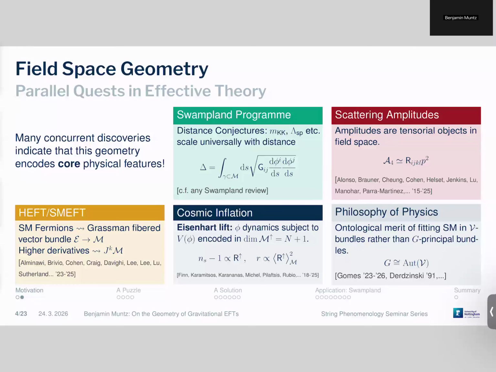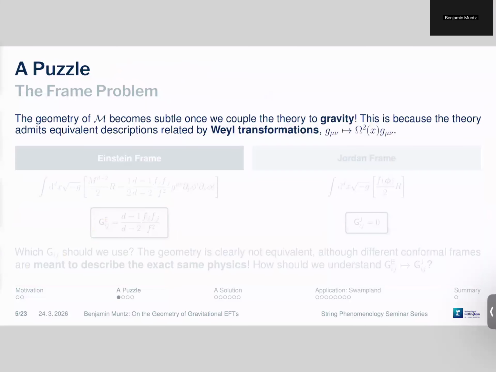But broadly shared between all of these is that there's a question mark missing, namely what happens when we couple the theory to gravity, and strange things start to happen there. This of course is a motto that we know and love from swampland as well, that gravity somehow does something special. What happens is that when you couple to gravity, the theory admits different descriptions related by Weyl transformations. So I can take my field space metric G_mu and do a transformation where I scale it by some positive function omega squared.